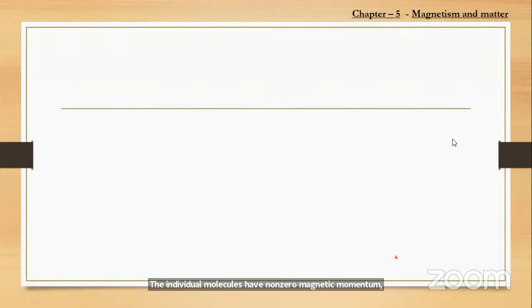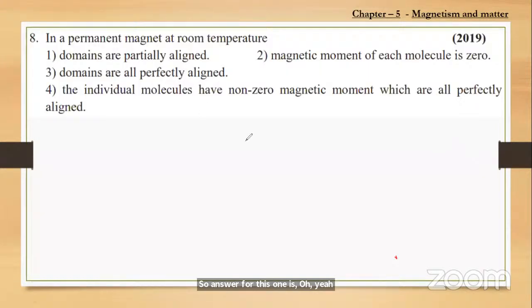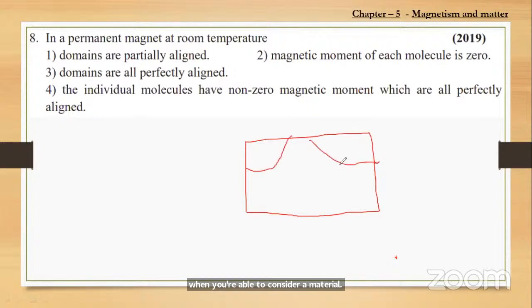So the answer for this one, you may explain using that pen. When you are going to consider a material which has different domains, you can observe that domains means different parts. Like this, it's going to have different parts. So if I consider the magnetic moment of this region, it could be in this direction. The magnetic moment of this one, it could be in this direction. The magnetic moment of this one, it could be in this direction.